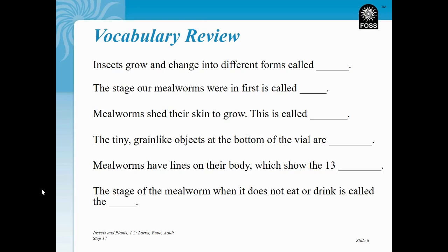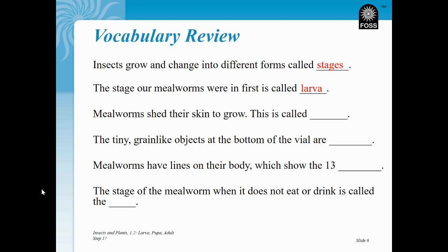Let's review some of our vocabulary from this lesson and get us ready to take our short quiz on mealworms. Insects grow and change into different forms called stages. The stage our mealworms were in first is called, so don't think of it like at the very beginning of their life cycle. Think about what stage were they in when you got your mealworm. Were they a larva, a pupa, or an adult beetle?